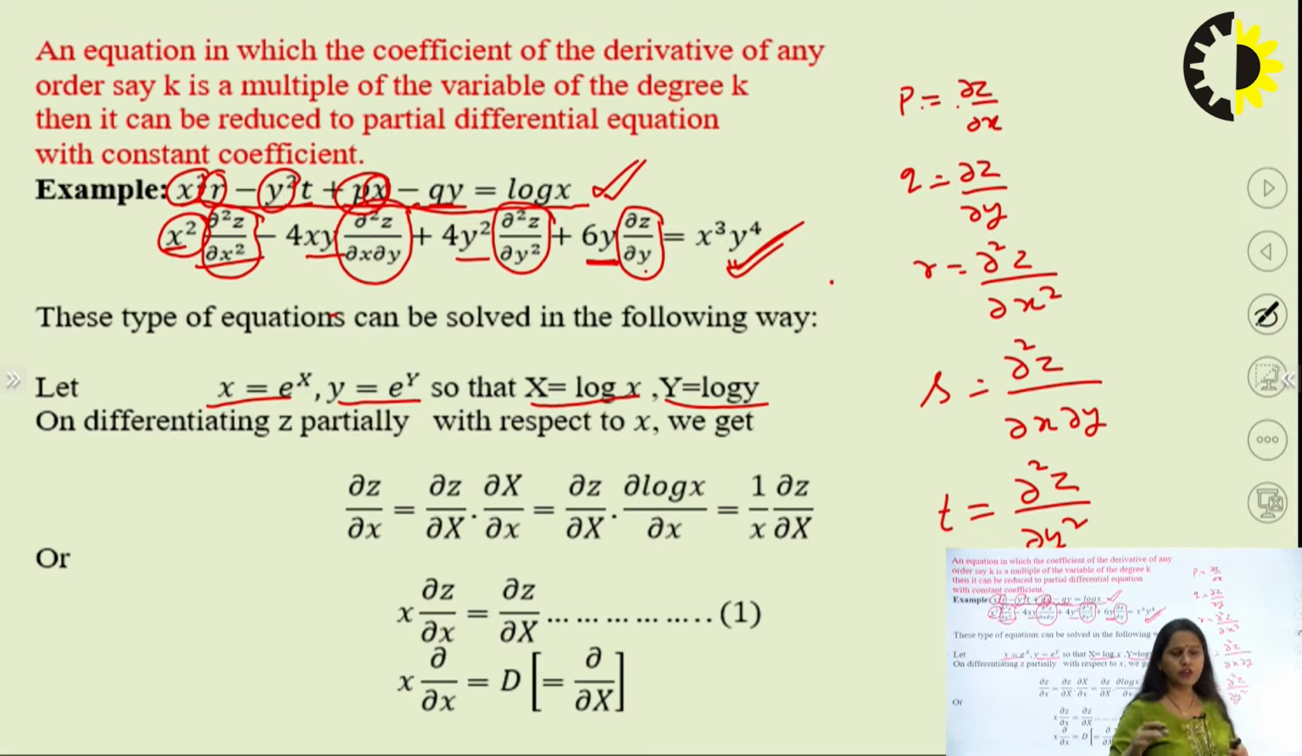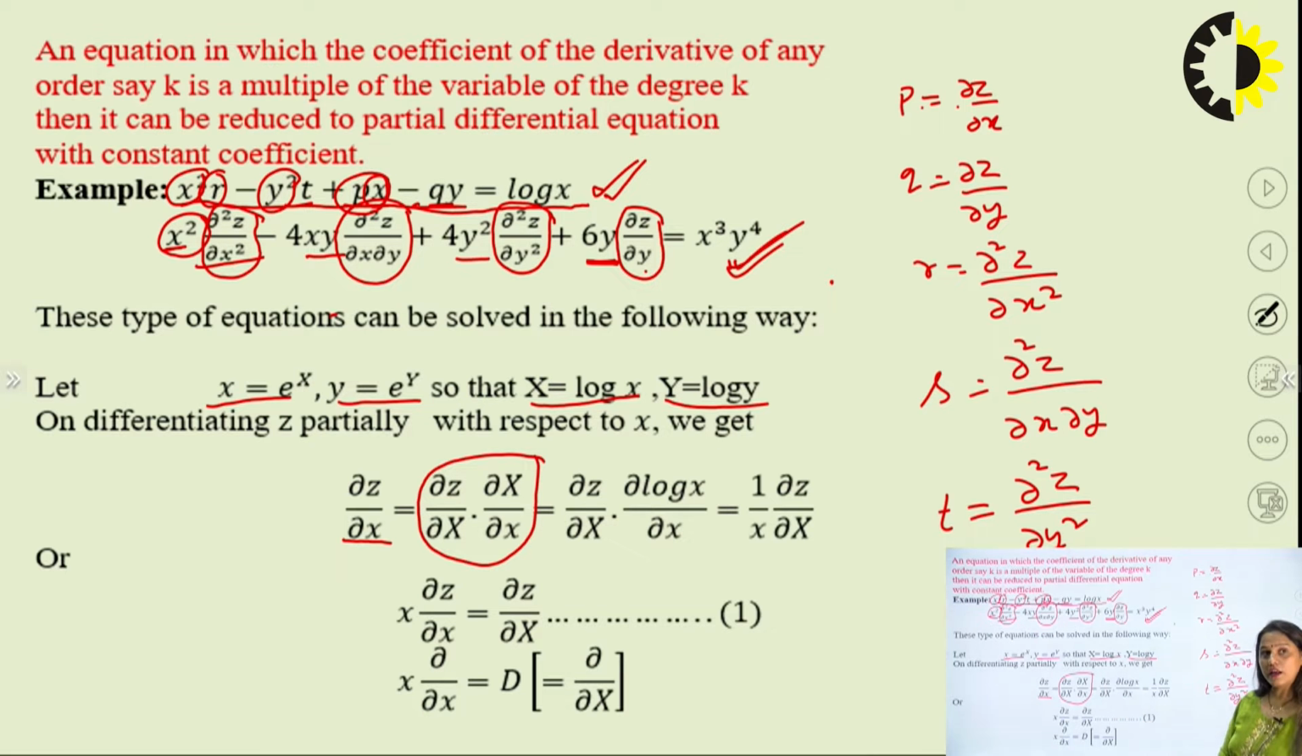Remove, or you can say we want to transform it in such a form that there should be only some kind of derivative. That's what we wanted. Okay. So on differentiating z partially with respect to x, what do we get? Obviously we will get del z upon del x. Now we want to convert this x into capital X. So how can we write? We can write del z upon del x into del capital X upon del small x.